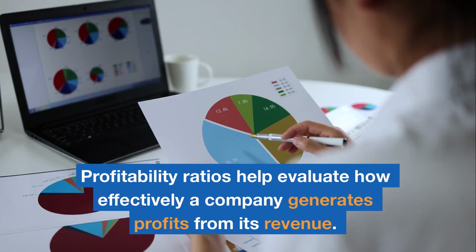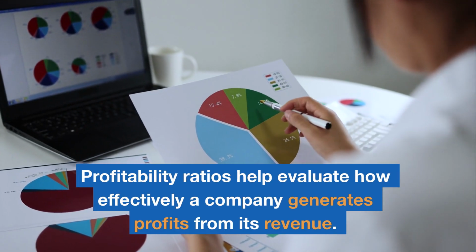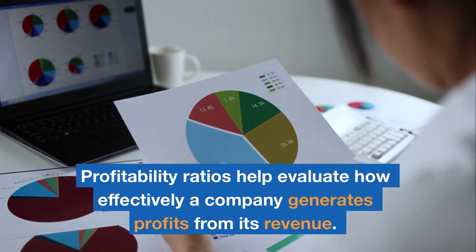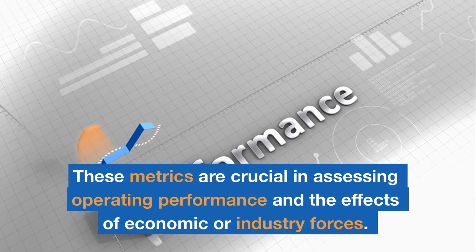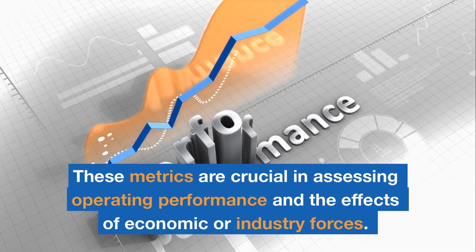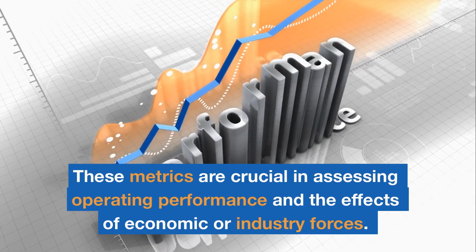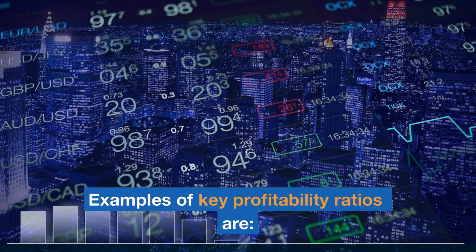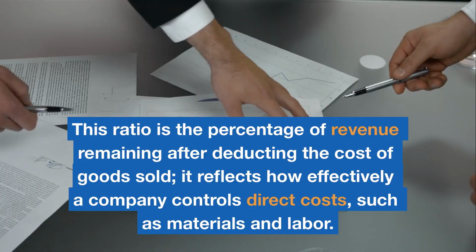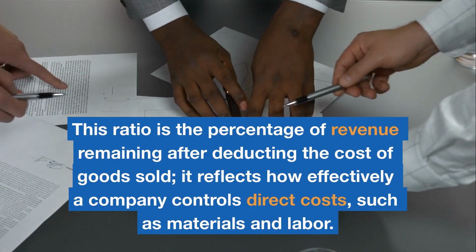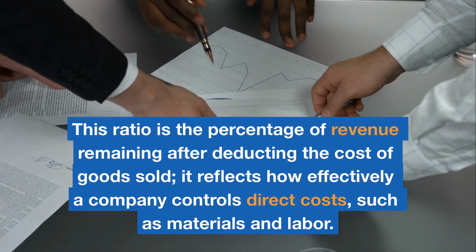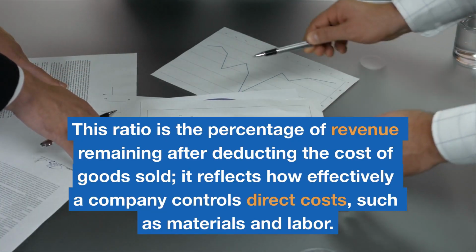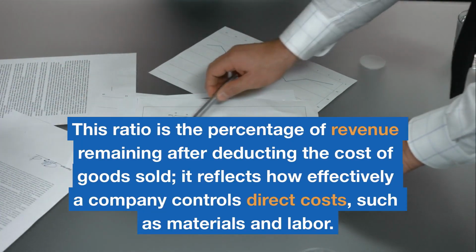Gauging profitability ratios help evaluate how effectively a company generates profits from its revenue. These metrics are crucial in assessing operating performance and the effects of economic or industry forces. Examples of key profitability ratios are gross margin. This ratio is the percentage of revenue remaining after deducting the cost of goods sold. It reflects how effectively a company controls direct costs, such as materials and labor.